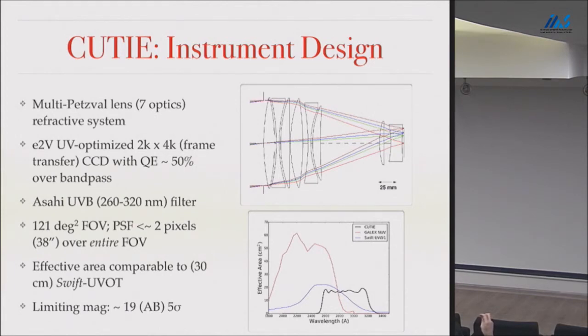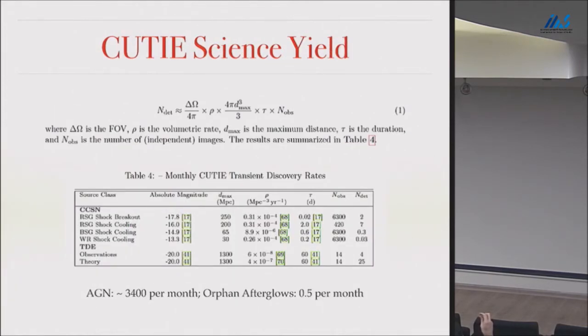So very briefly, science yield from this: supernova shock breakout, TDEs. You can imagine, depending on your belief about the rates, somewhere between a few and a few tens per month with that kind of survey. So that's it. I'll finish there. Take any questions.